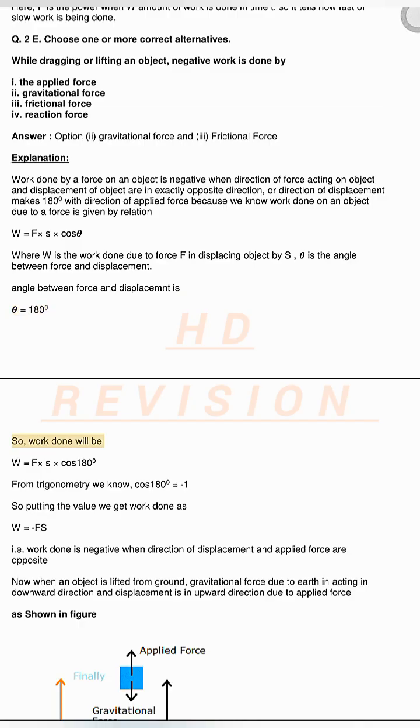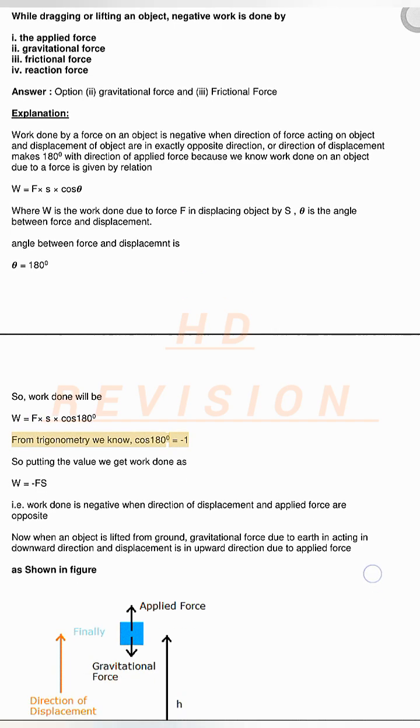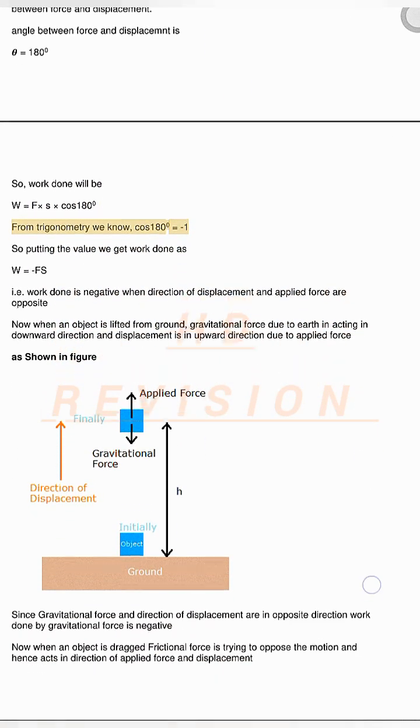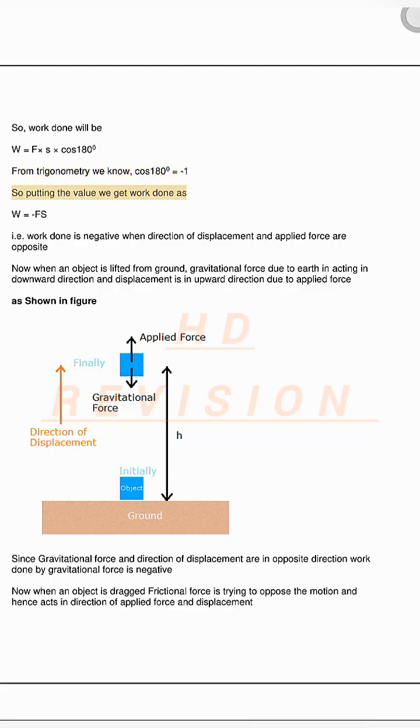So, work done will be W equals F times S times cos 180 degrees. From trigonometry we know, cos 180 degrees equals -1. So putting the value we get work done as W equals -Fs, i.e. work done is negative when the direction of displacement and applied force are opposite. Now when an object is lifted from the ground, gravitational force due to Earth is acting in the downward direction and displacement is in the upward direction due to applied force as shown in the figure. Since gravitational force and direction of displacement are in opposite directions, work done by gravitational force is negative.